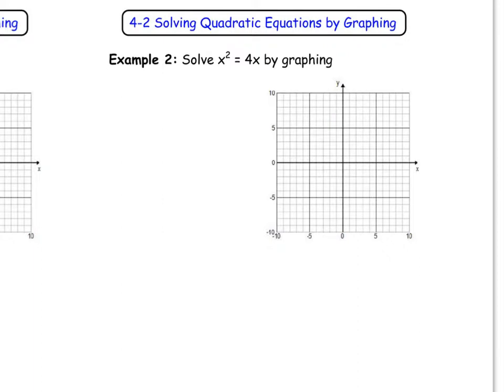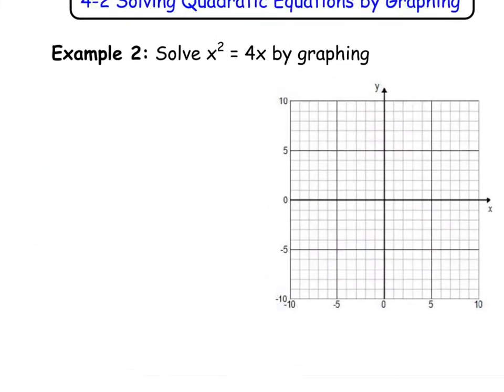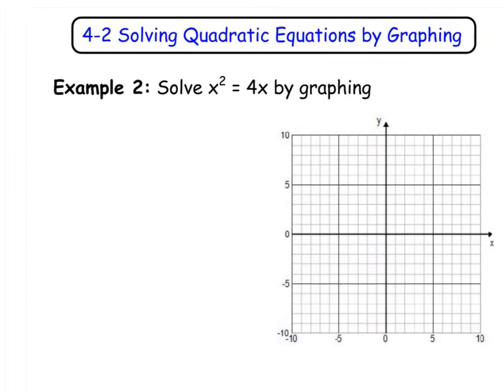For example 2, we're going to graph using our graphing calculator. So we don't have to do it by hand, but we do need to do a little work before we get started here. So first of all, we need to put the quadratic equation in standard form. So there's two ways you can do this one. So remember, standard form, you just need 0 on one side. So the first way you can do it is subtract 4x from both sides. So you'll get x squared minus 4x equal to 0.